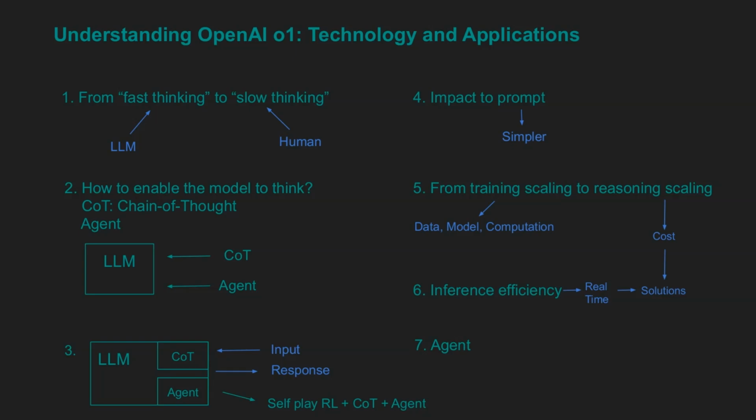In conclusion, the O1 model introduces a new way of thinking for large language models by integrating slow-thinking capabilities. While there are still challenges to overcome, its potential applications are vast and promising.